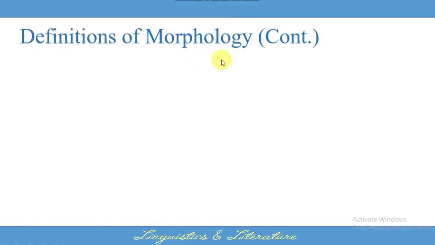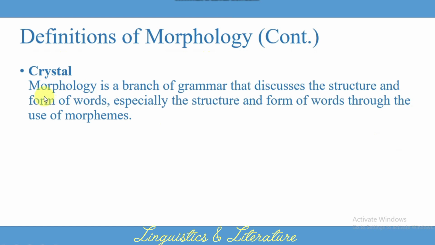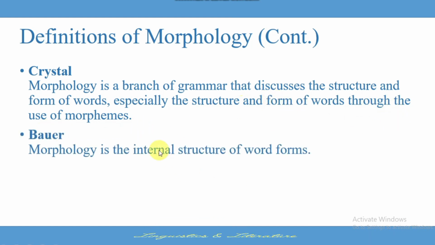Definitions of morphology continue here. Crystal. Morphology is a branch of grammar that discusses the structure and form of words, specifically the structure and form of words through the use of morphemes. And using morphemes, the structure of the word is defined. Morphology is the internal structure of the word form. We know that.